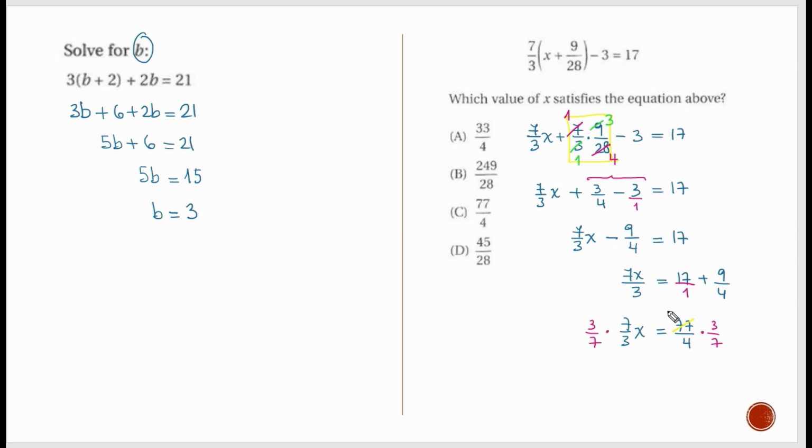Now we can simplify here. This is divisible by 7, and this is divisible by 7 as well. So the value of x is 33 divided by 4. Choice A is the answer.